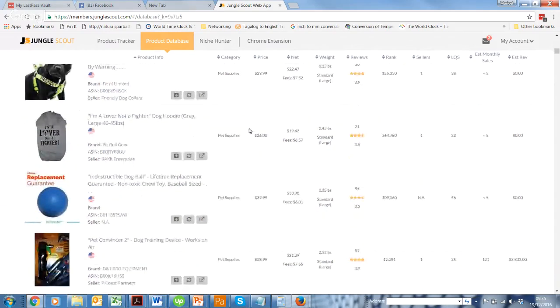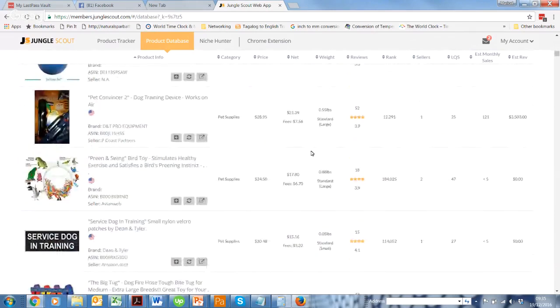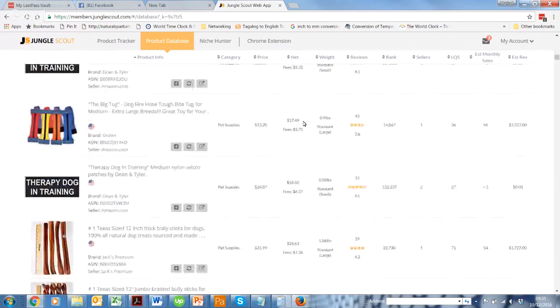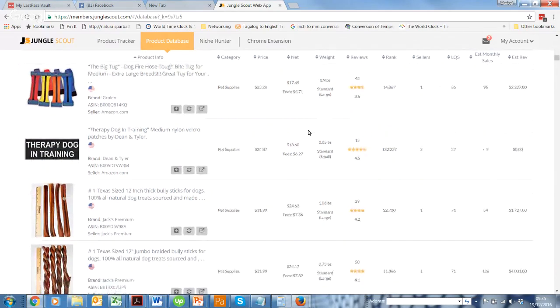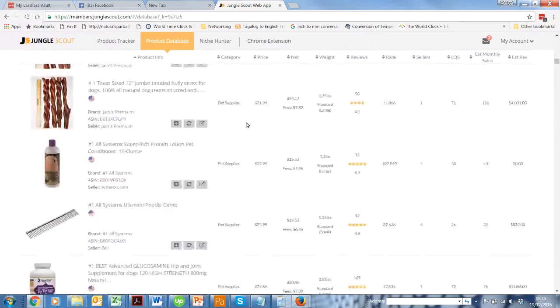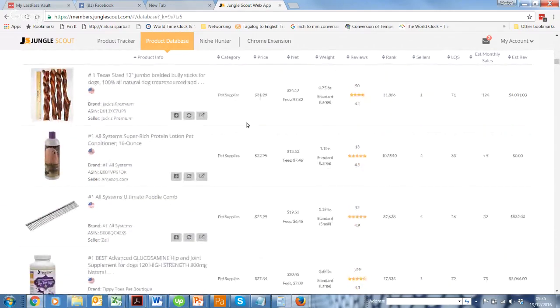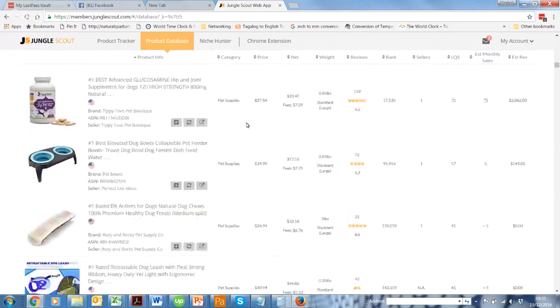So let's have a quick look down and see what else we got. A dog hoodie, yeah, dog clothing. There's quite a few products out there for that. Training device, the tug toys. Hale, one of our mentors within the group, he talks a lot about tug toys. It's one of his products that he shares with the group. Steel comb.